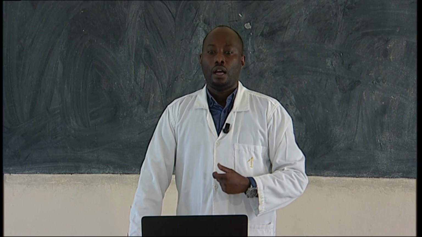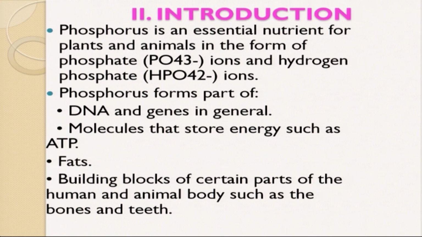The building blocks of certain parts of humans and animal bodies, such as bones and teeth, are very important. They contain phosphorus. So in general, we can conclude by saying that phosphorus is very essential for both plant growth and animals, because it makes the building blocks of certain parts of plants and animals, such as bones, teeth, DNA structure, RNA structure, the structure of the cell membrane, and energy production. All those things I'm mentioning contain phosphorus.